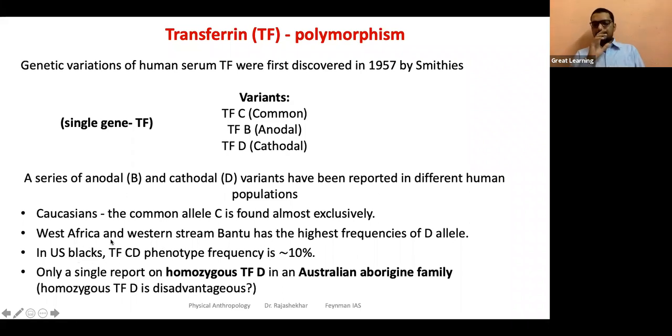Okay, not necessarily most common. I think the studies show that it should depend on the intermixing pattern as well. About 10% of the US blacks show CD, the heterozygous condition.